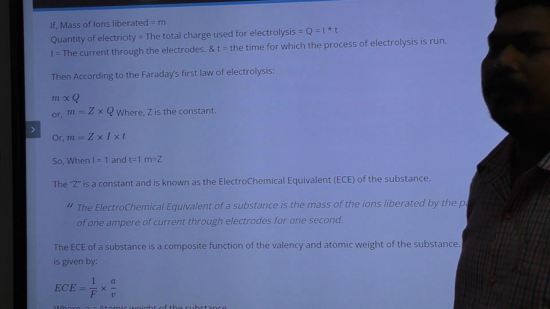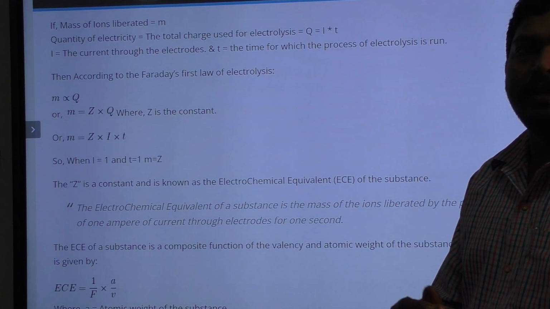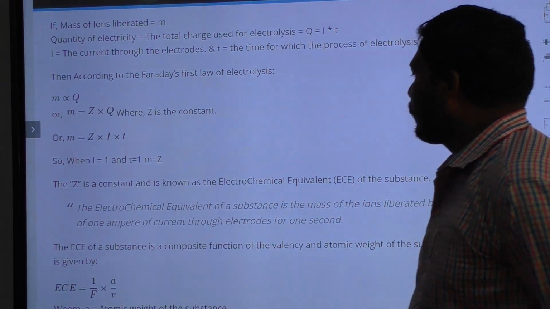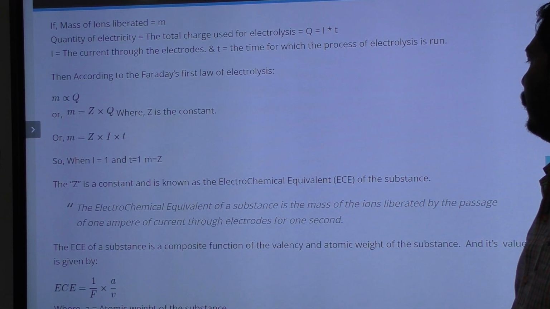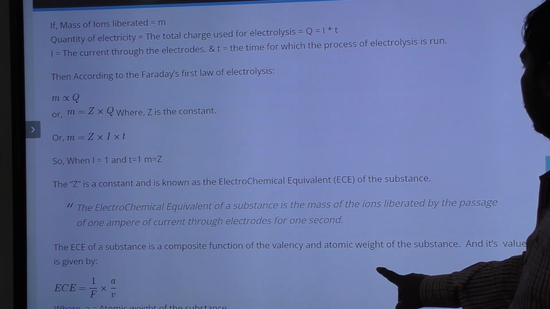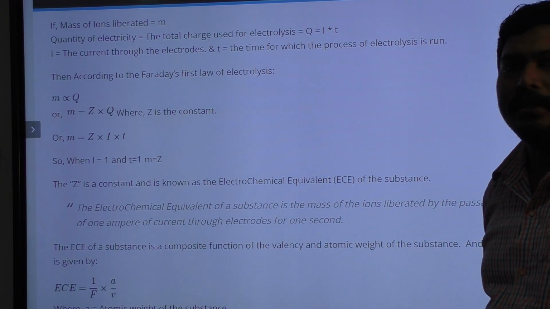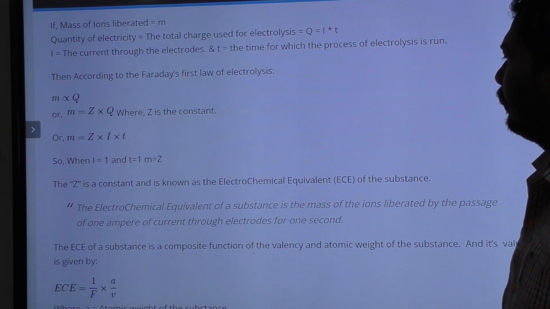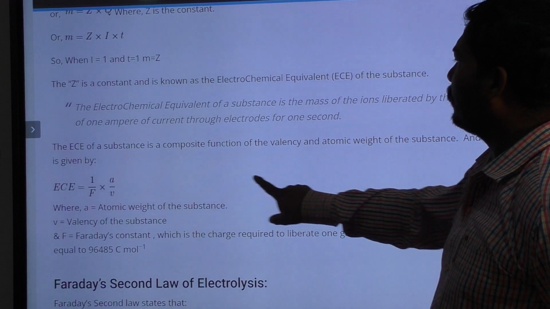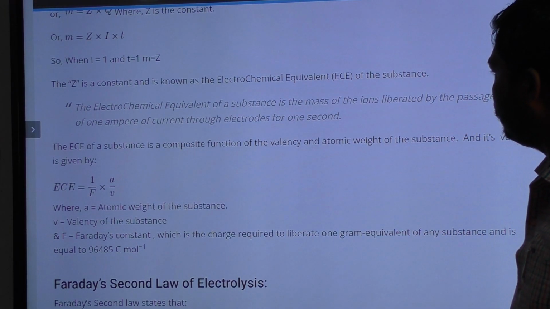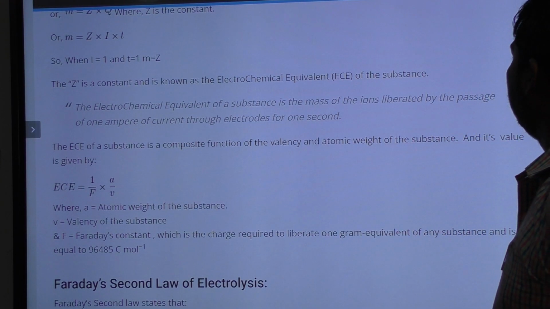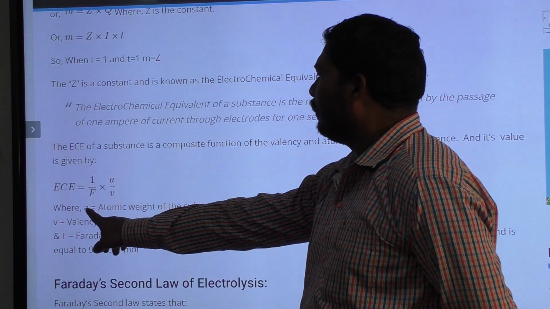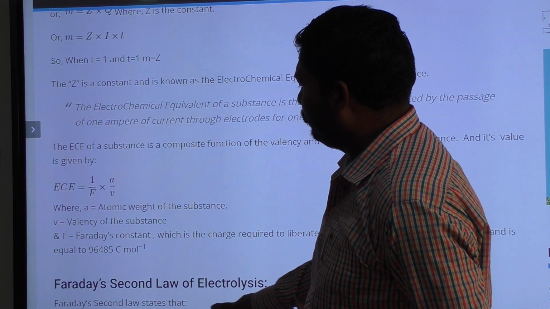Now, how will it be abbreviated? This ECE, the electrochemical equivalent of a substance, is the mass of the ions liberated by the passage of 1 ampere of current through electrodes for 1 second. Now, ECE of a substance is a composite function of the valency and atomic weight of the substance, and its value is given by ECE is equal to 1 by F into A by V.